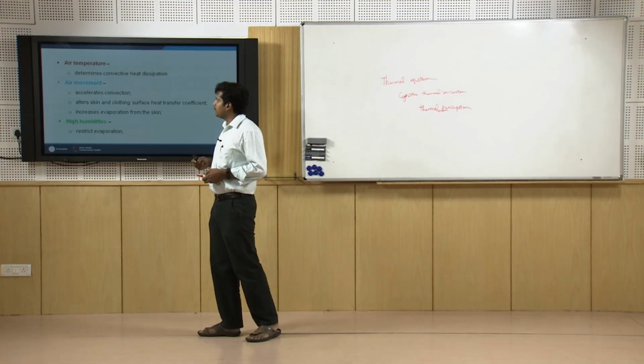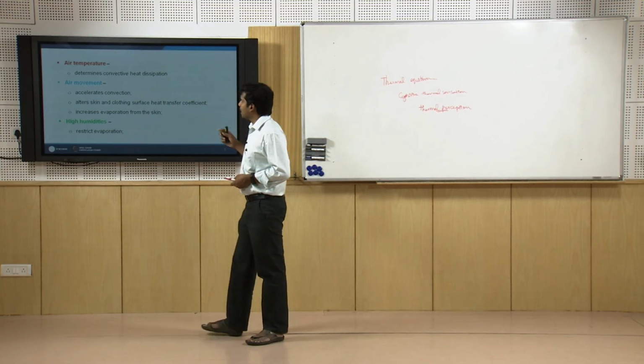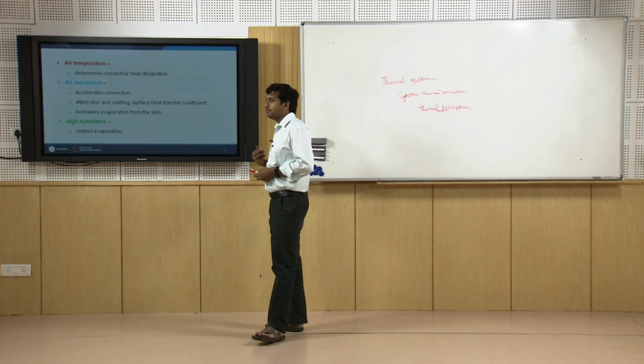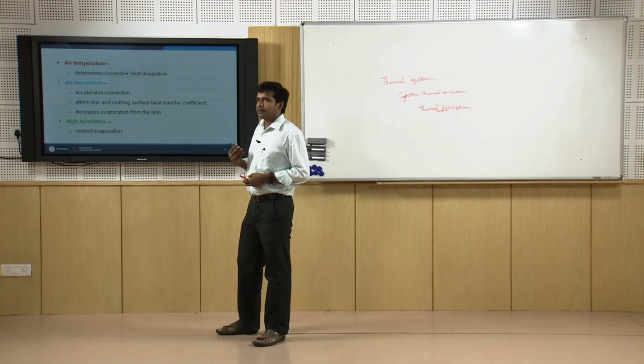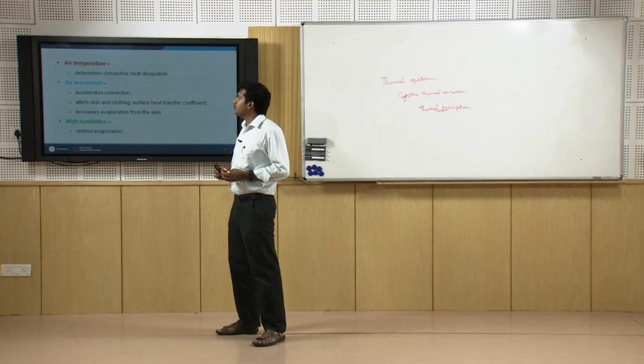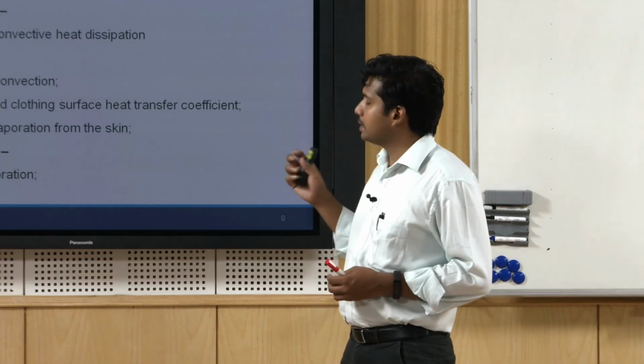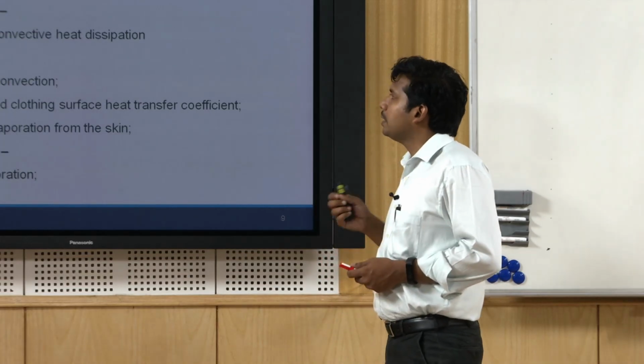First, air temperature. It determines the convective heat dissipation; how effective the convective heat losses or gains are is determined by the air temperature. That is one of the primary determinants of it.